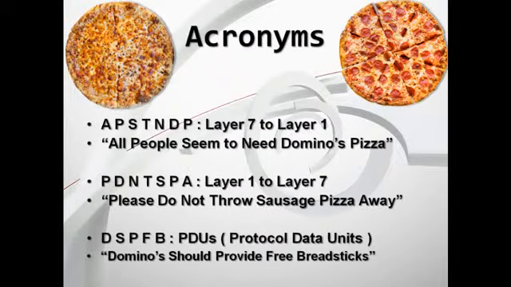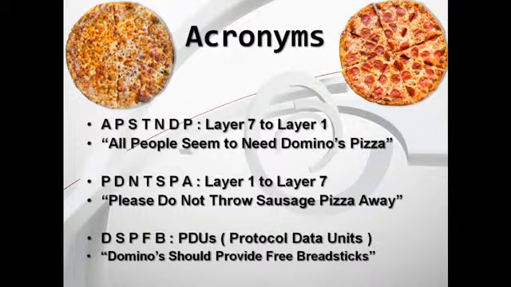There are several useful acronyms that can help us remember information about the OSI model. To remember the names of the layers, there are two acronyms. For layer 7 through 1, we can use All People Seem to Need Domino's Pizza. And for layers 1 through 7, we can use Please Do Not Throw Sausage Pizza Away. To remember the names of the protocol data units, we can use the acronym Domino's Should Provide Free Breadsticks.